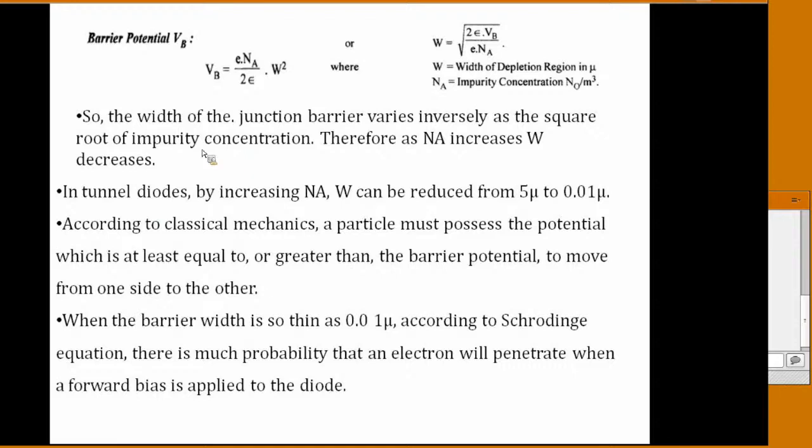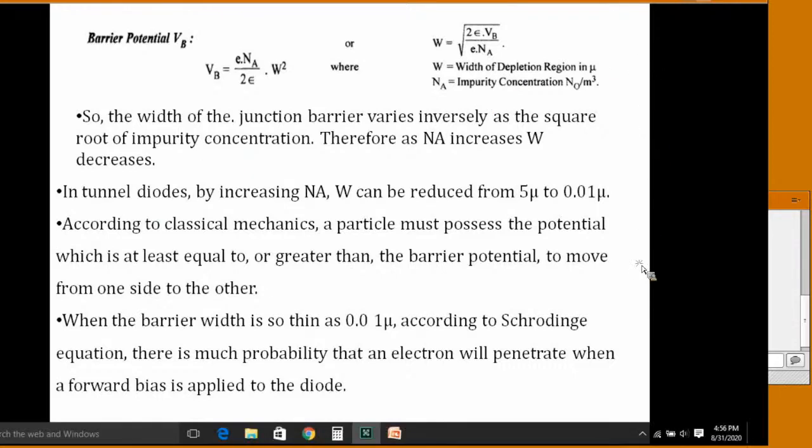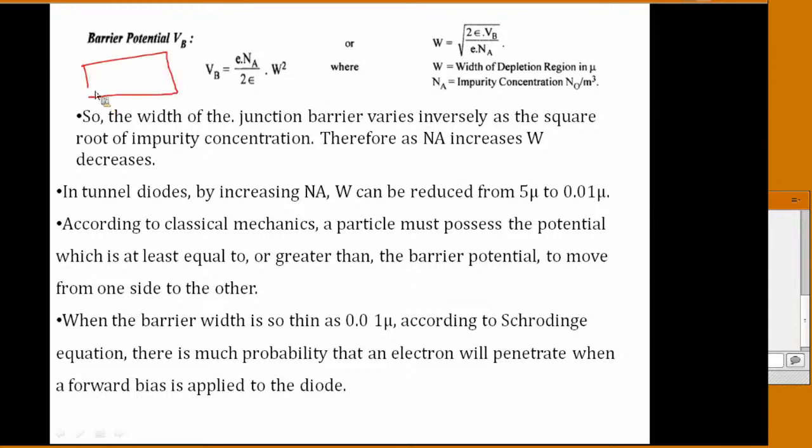Now you see, the complete concept is in a single slide. Now, what is the barrier potential? In the depletion region, generally for a PN junction diode, there is an inbuilt barrier potential. The barrier potential for silicon is 0.7 volts. Now, in the case of the tunnel diode, what is the barrier potential?